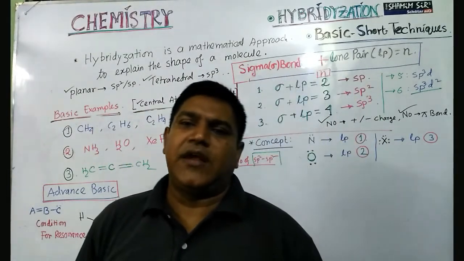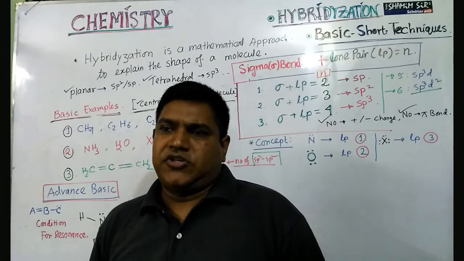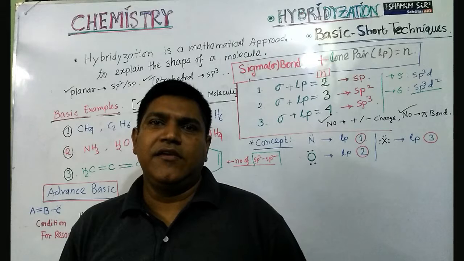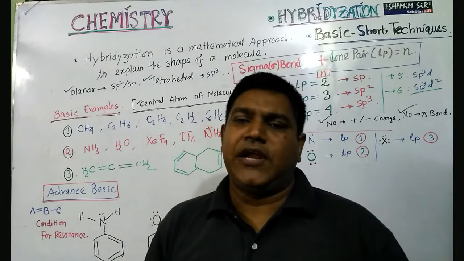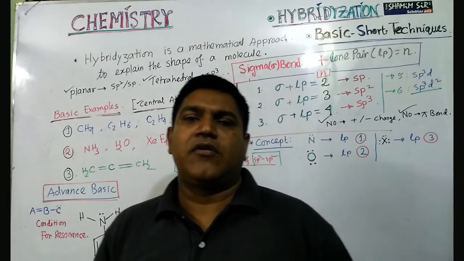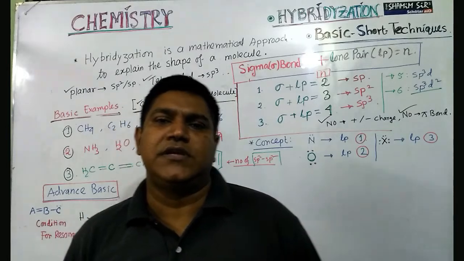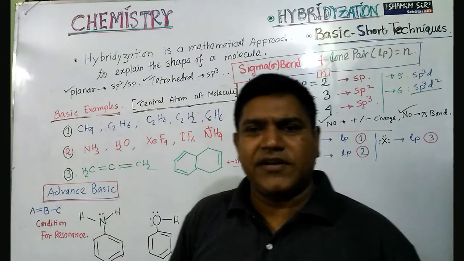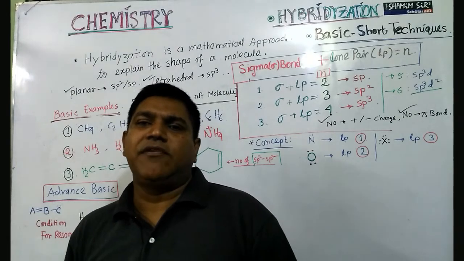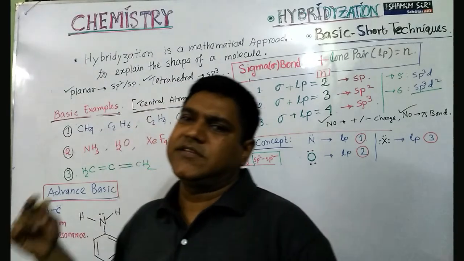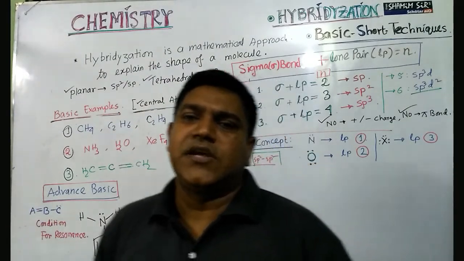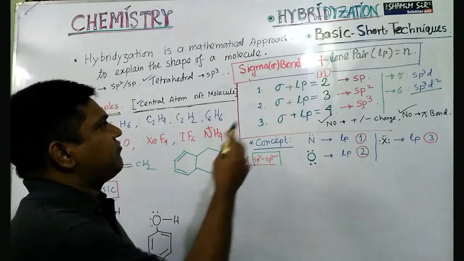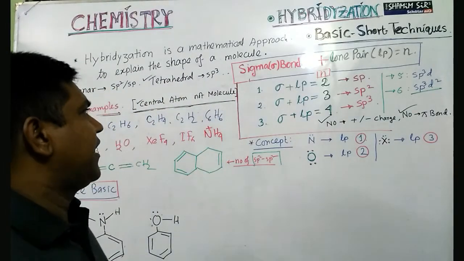One thing is very important, and we should remember: shape first, then hybridization. We will not say that if a molecule is sp3, it will be tetrahedral, or that if a molecule is sp2 hybridized, it is planar. In fact, it's a wrong concept. We must say if a molecule is planar, it is sp2, or if a molecule is tetrahedral, it is sp3.